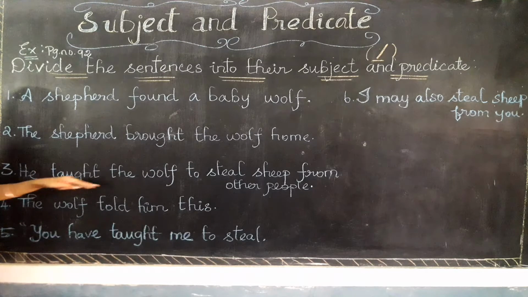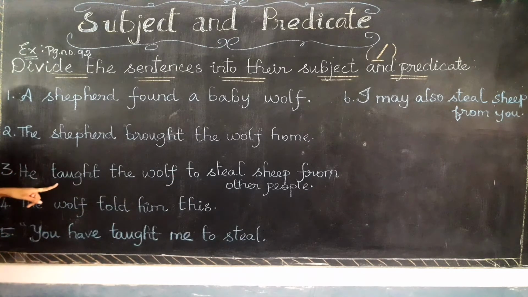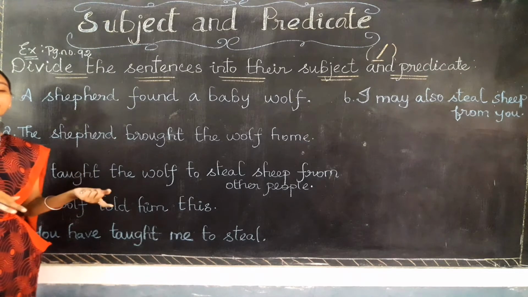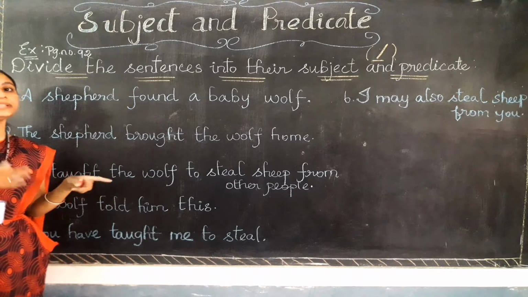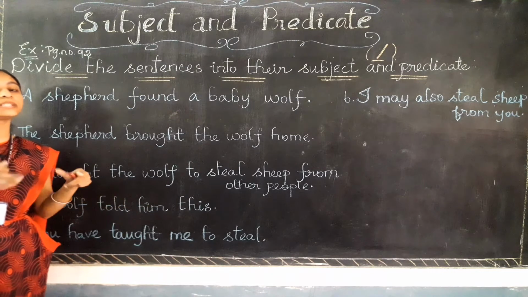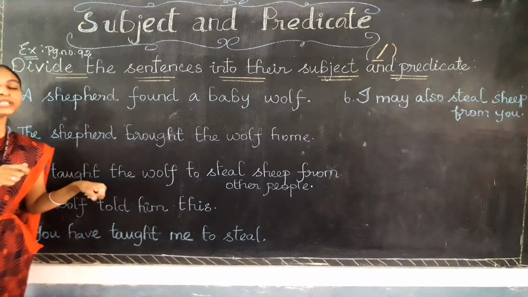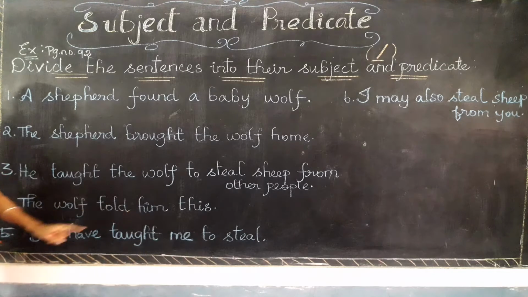Next, he taught the wolf to steal sheep from other people. What did he teach the wolf? He taught it to steal the sheep from other people's houses. How to steal and bring them, he taught the wolf. Who taught it? The shepherd. Okay, the wolf told him this.